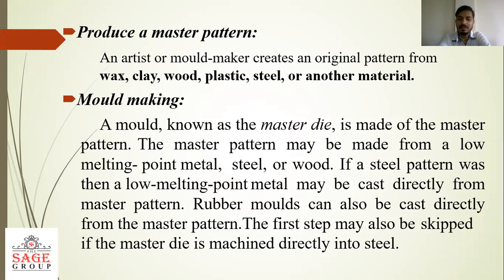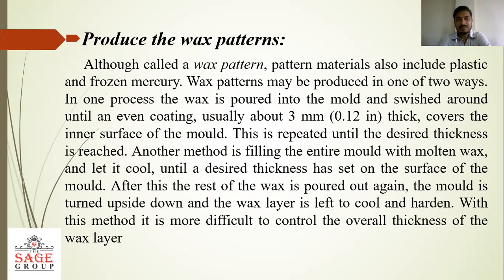If the master pattern is steel, then a lower melting point metal may be cast directly from the master pattern, and a rubber mold can also be cast directly from the master pattern. So the first step may also be skipped if the master die is machined directly into the steel, right? Next one is produce a wax pattern.